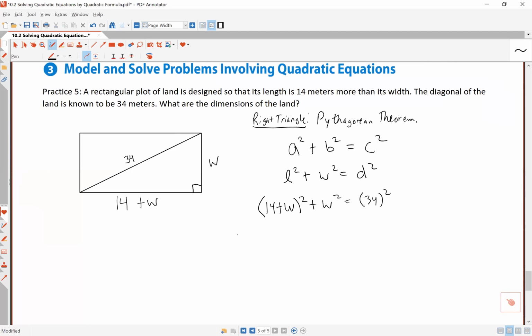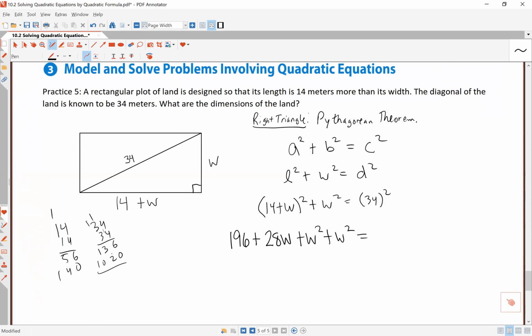So we FOIL out the 14 plus W. 14 times 14 is 196. Then you're going to get a 14W and a 14W, which is 28W, plus W squared. Plus the other W squared equals 34 squared, which is 1,156.